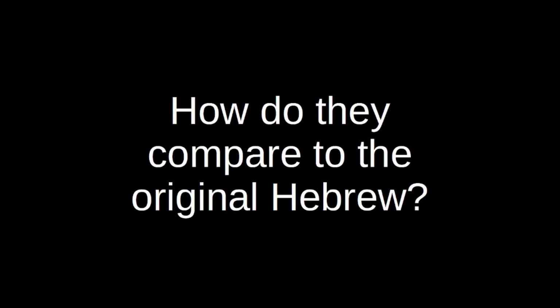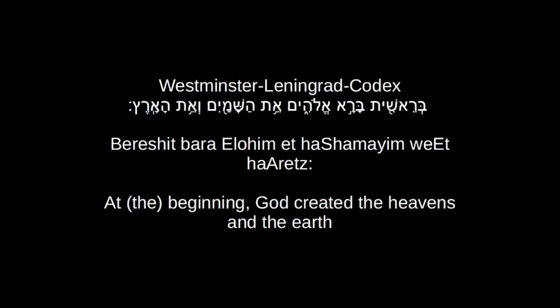Now, I wondered myself, how does the German text compare to the original Hebrew? Is it an accurate, a faithful translation? So, I took a look at the Hebrew original. This is from the Westminster Leningrad Codex, and it reads something like this: Bereshit bara Elohim et hashamayim ve'et haaretz. And I tried to give a literal translation of this into English, which reads like this: At beginning, God created the heavens and the earth.